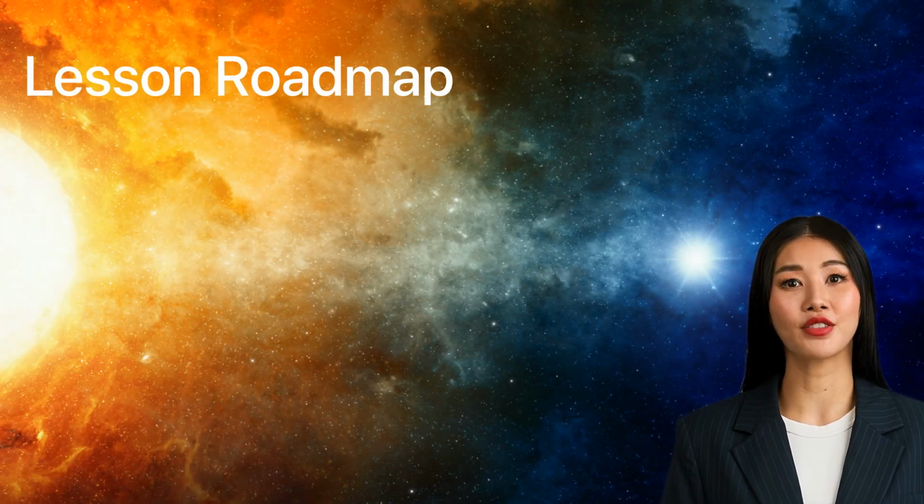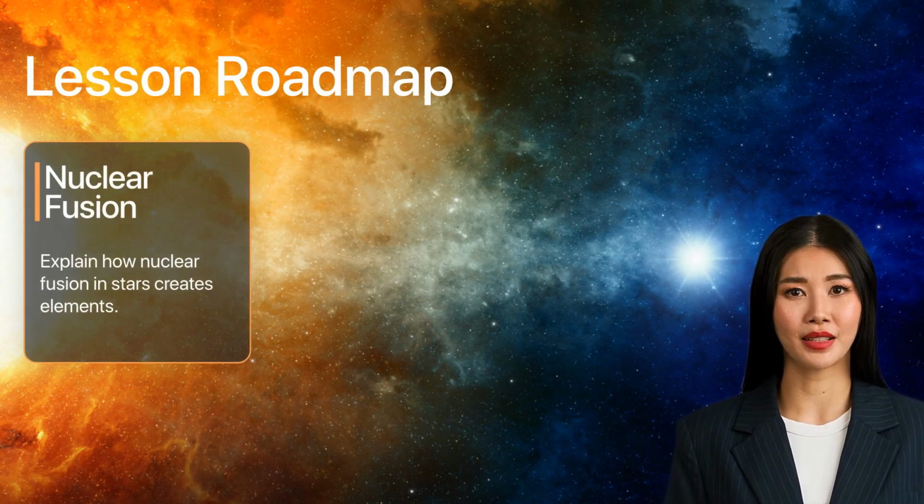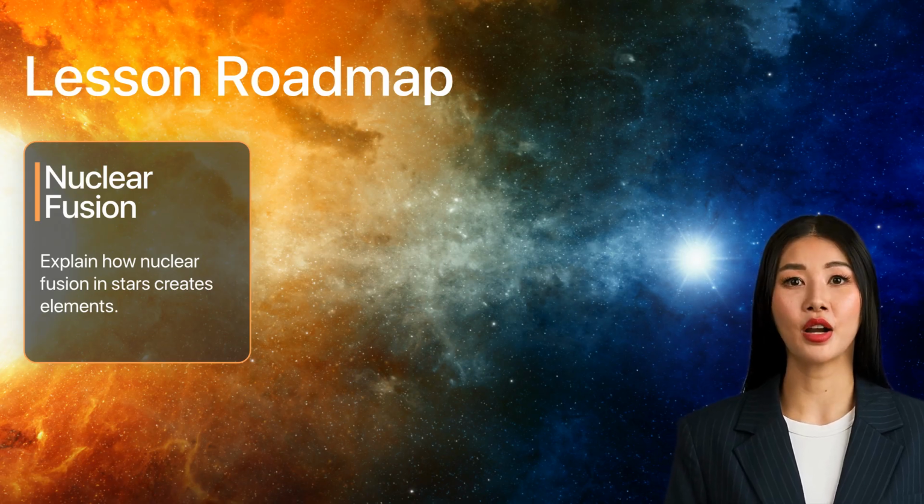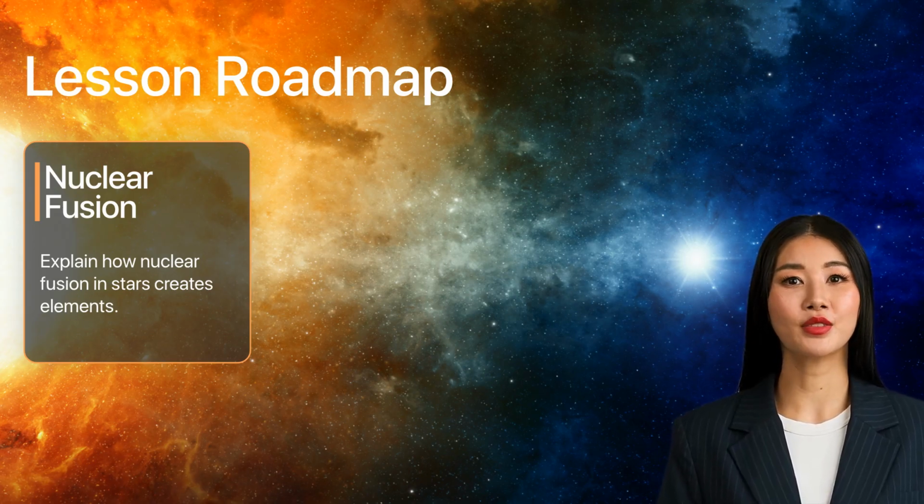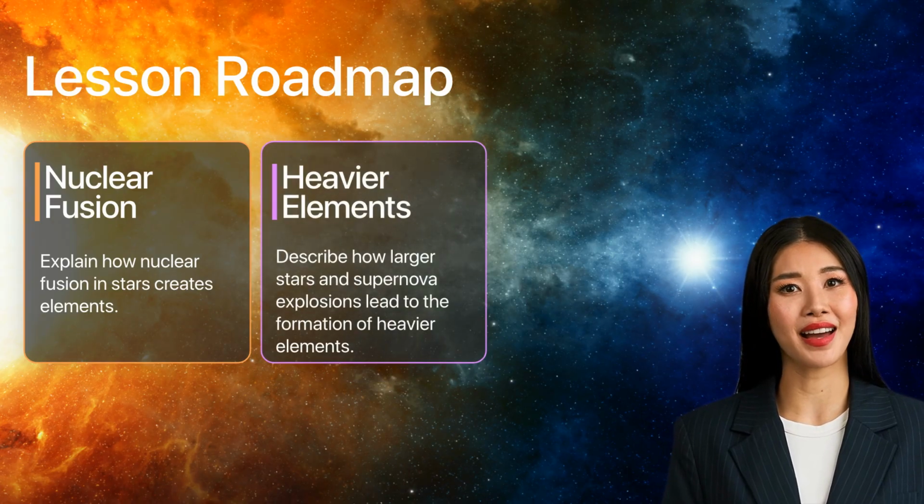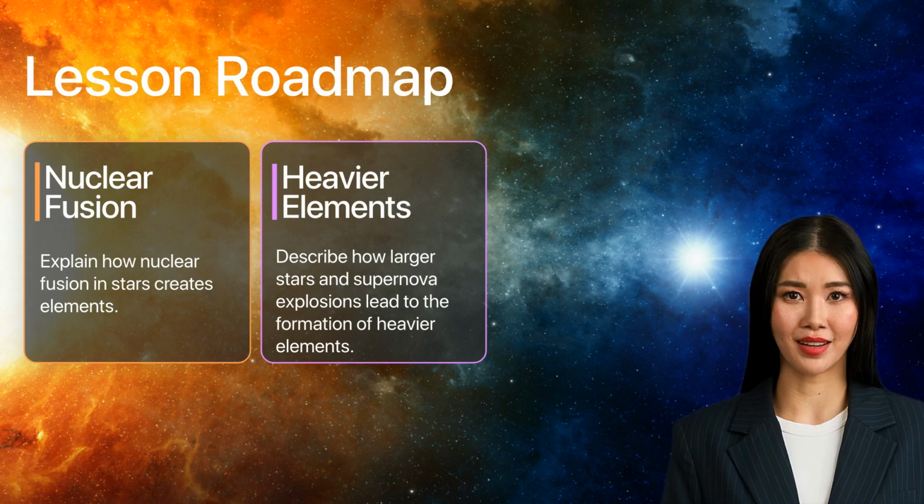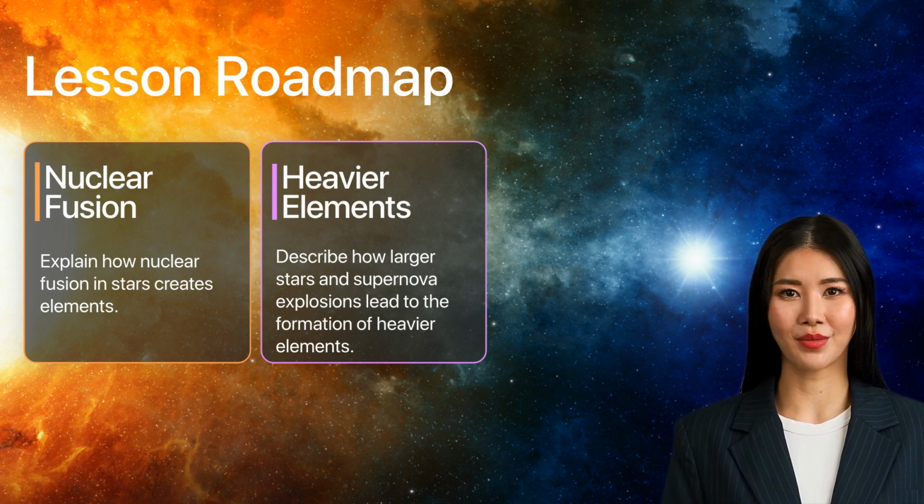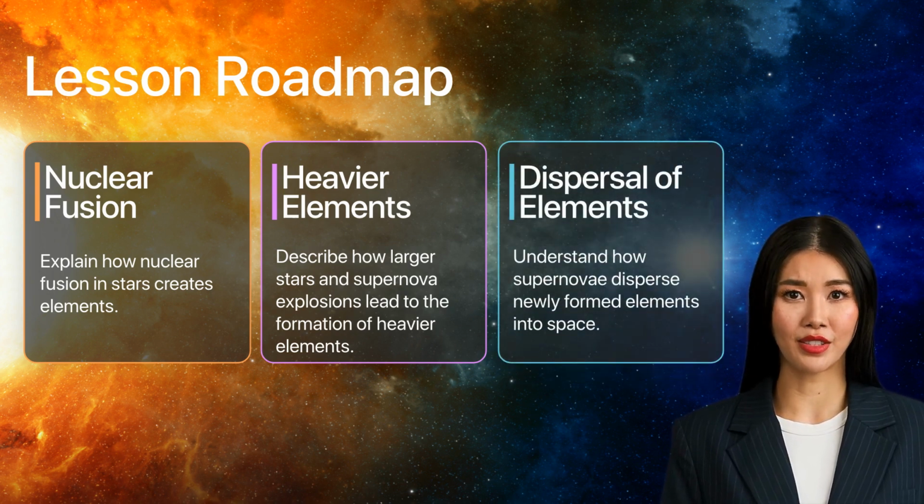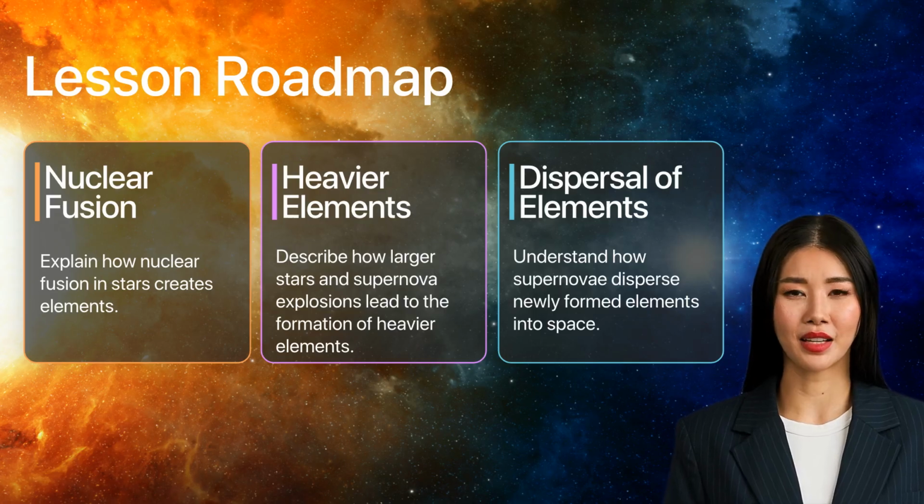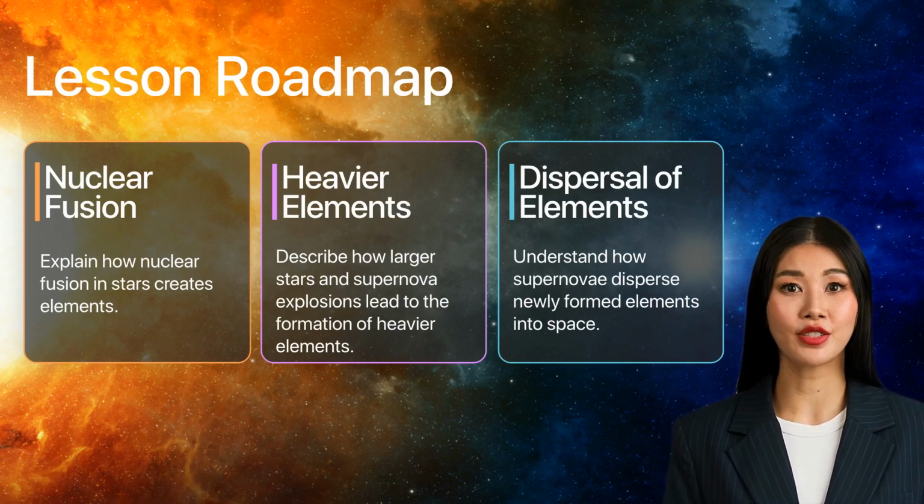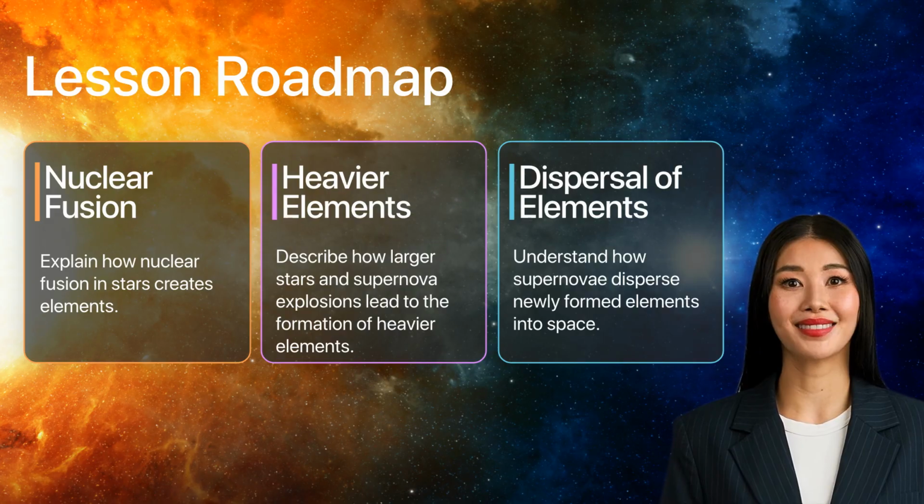Today we will explain how nuclear fusion in stars creates elements, beginning with hydrogen fusion to form helium, and continuing through the creation of heavier elements like carbon and oxygen. Then we will describe how larger stars fuse heavier elements beyond carbon and oxygen, and how supernova explosions lead to the formation of elements heavier than iron. Finally, we will understand how supernovae disperse newly formed elements into space, contributing to the creation of new stars, planetary systems, and life.